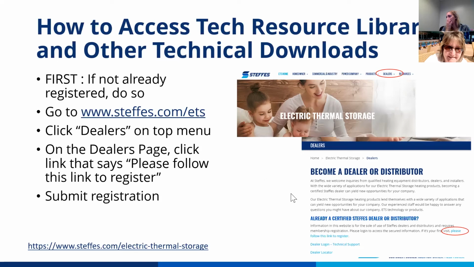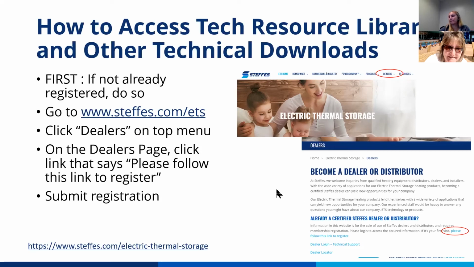When you do that, up at the top, you'll see the Steffes logo in the top left corner. And across the top, you'll see ETS home, homeowner. If you go over to where it says dealers and click on that, you'll come down below and it'll say become a dealer or distributor. If you don't have our dealer login yet, you go down to where you see the red circle on the screen where it says, please follow this link to register. And all you have to do is click on that link and it will ask you for your information.